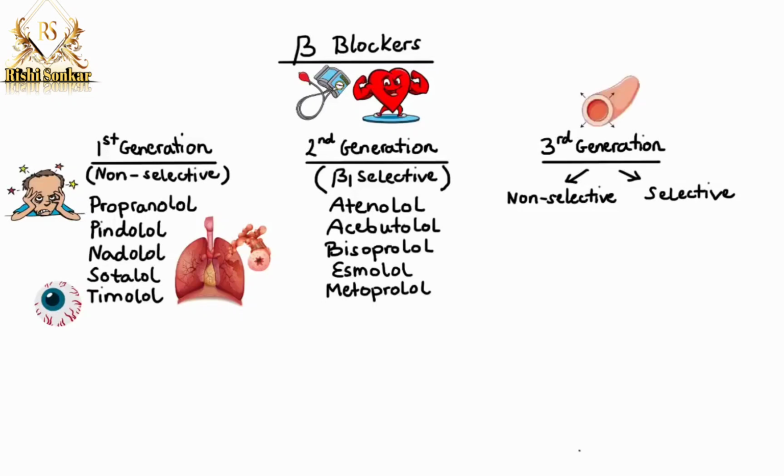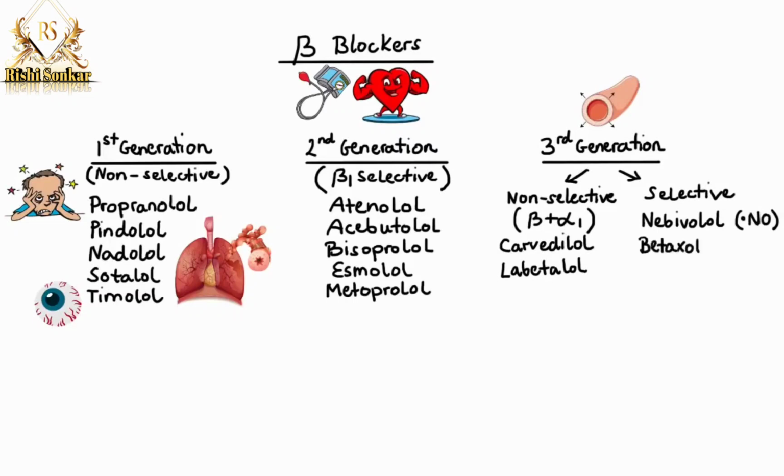vessels to cause vasodilation. So here we have non-selective agents such as carvedilol and labetalol, which produce peripheral vasodilation by blocking not only beta but also alpha-1 receptors. And on the other hand, we have beta-1 selective agents, such as nebivolol, which produce vasodilation by inducing the release of nitric oxide from endothelial cells, and betaxolol, which is thought to produce vasodilation by additionally blocking calcium channels.